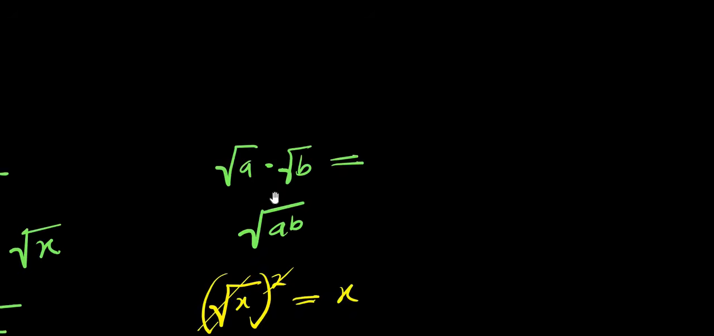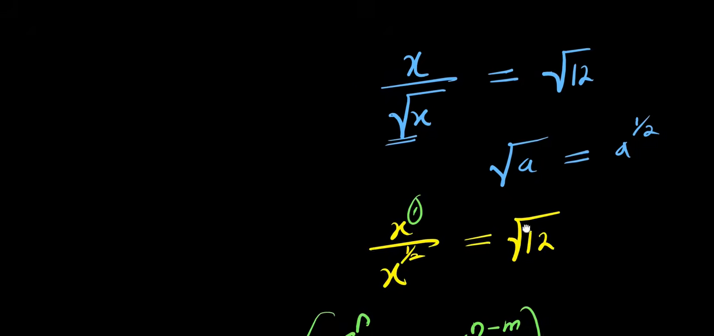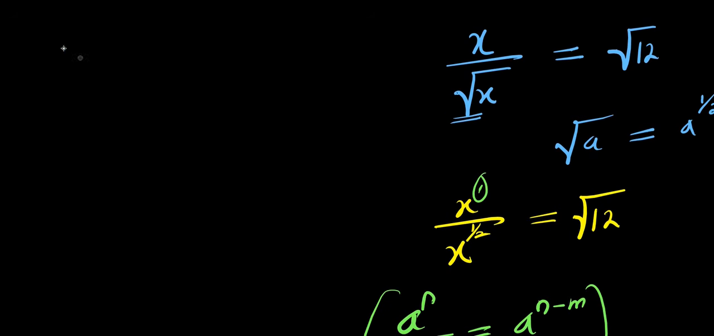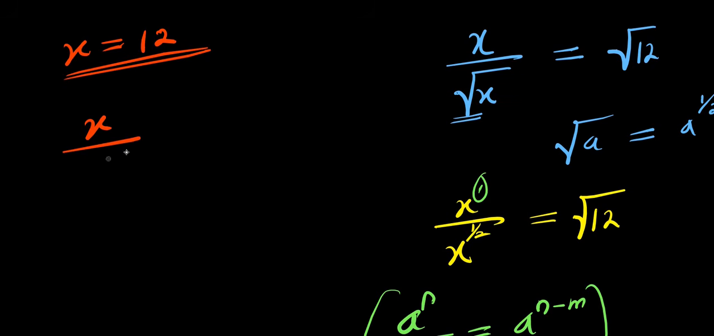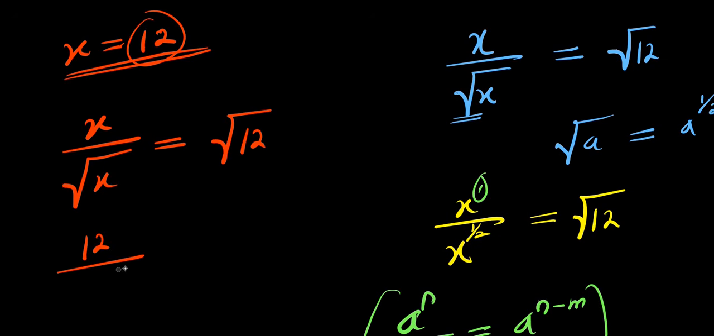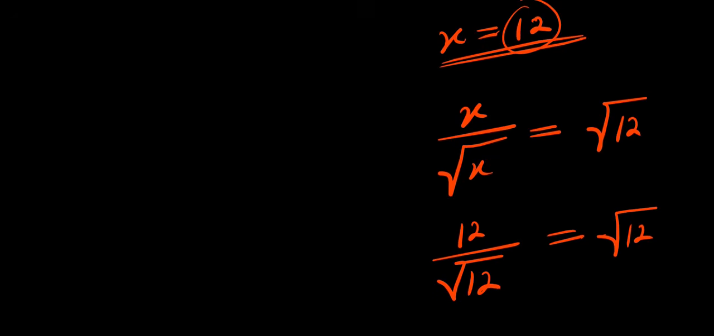Now, what we are going to do is to check. Let's check if this value of x, which is 12, will satisfy this equation. So I have x divided by square root of x, and this equals square root of what? 12. And our x is 12. So let's insert 12 here. I will have 12 divided by square root of 12. Is this the same thing as square root of 12? Now look at what we are going to do. There's what we call rationalization.